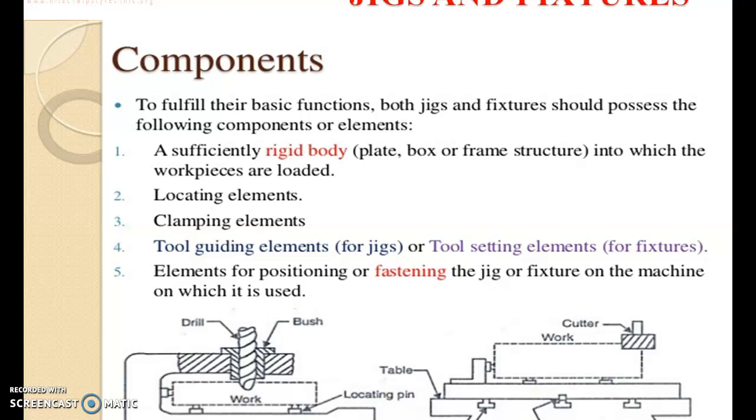To fulfill their basic functioning, both jigs and fixtures should possess the following components or elements. Number 1, a sufficiently rigid body, that means a plate, box or frame structure, into which the workpiece is located. Number 2, locating elements. Number 3, clamping elements. Number 4, tool guiding elements for jigs only. Number 5, elements for positioning or fastening the jig or fixture on the machine on which it is used.